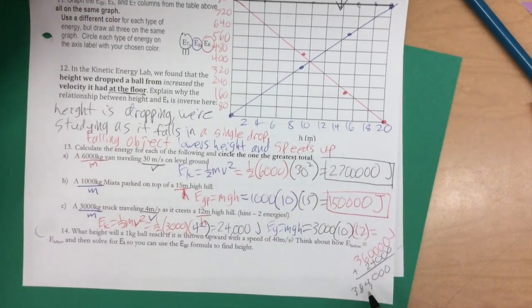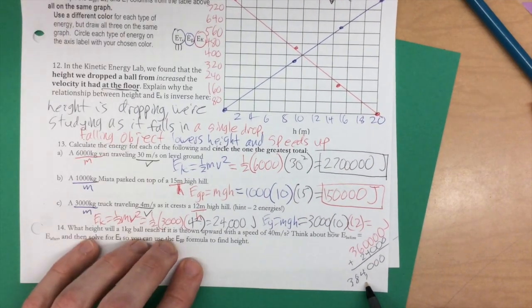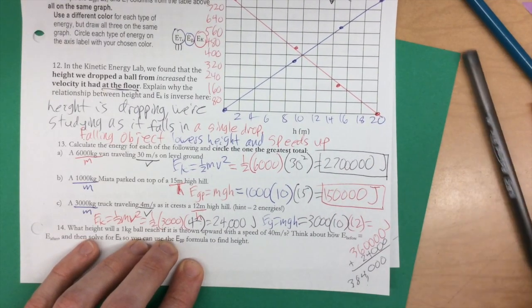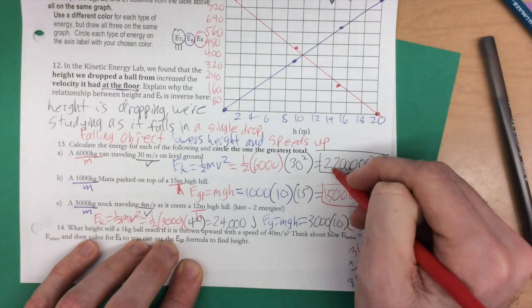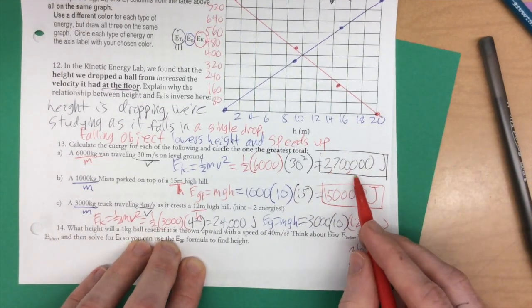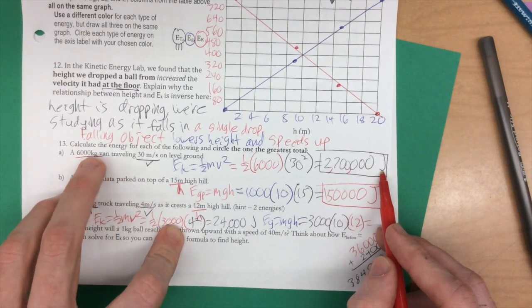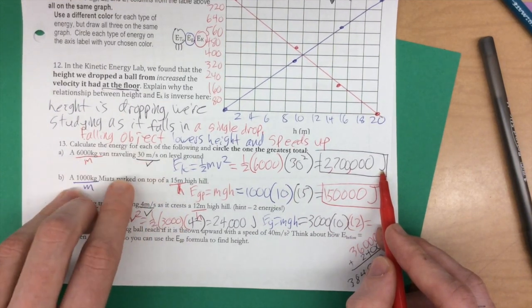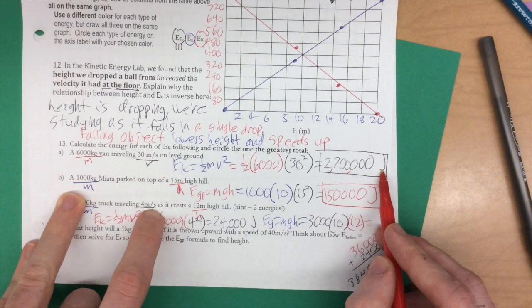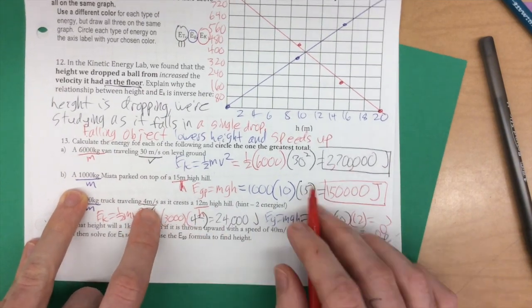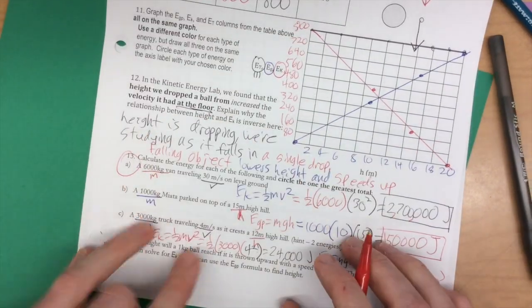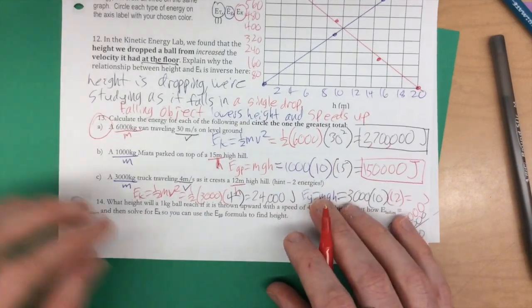So which one of these has the most total energy? 384,000, 150,000. If I check my commas here, this one's actually 2.7 million, 2,700,000. And that's because the van is huge, right? And it's going very fast. This one is not going as fast. Even though it has two energies, it's not going as fast. So A has the greatest total energy.